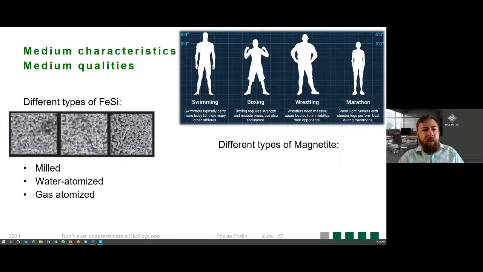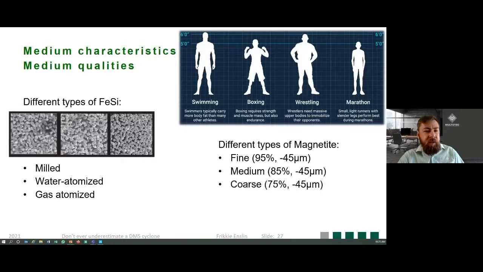On the magnetite side, it's normally in terms of the PSD, so you get your fine grade, your medium grade, and your coarse grade, and they are indicated in brackets what this is referring to.